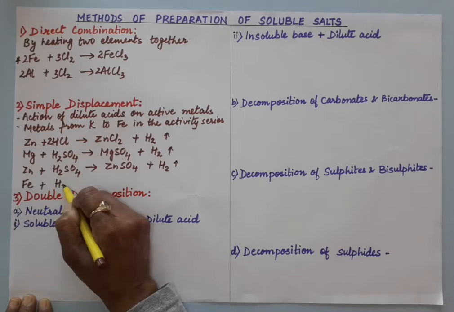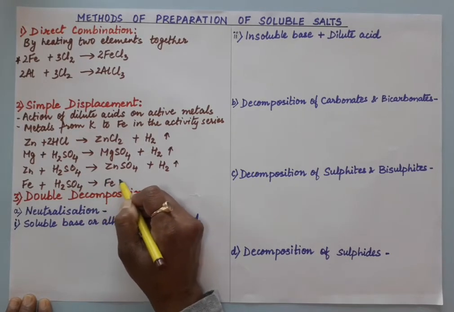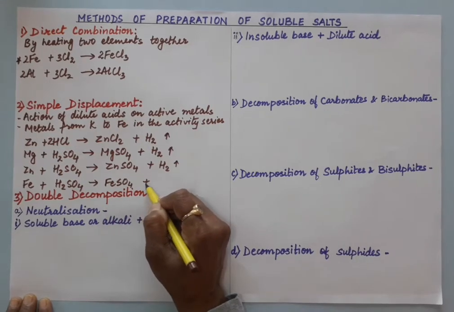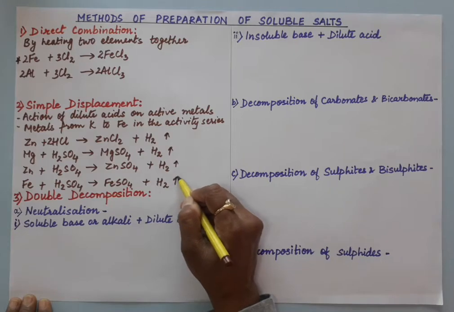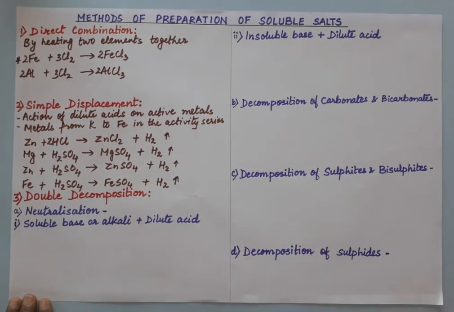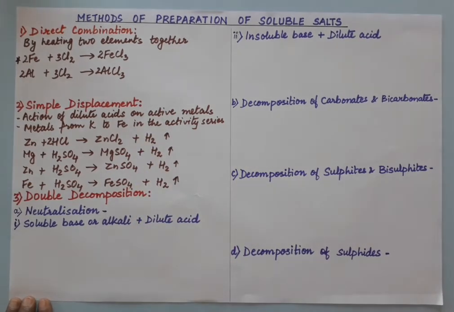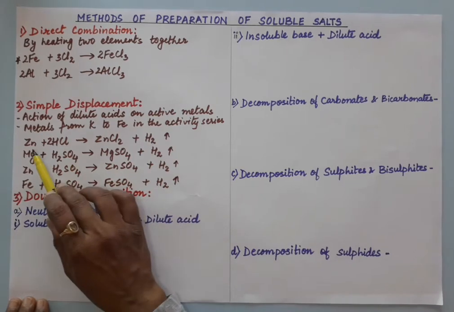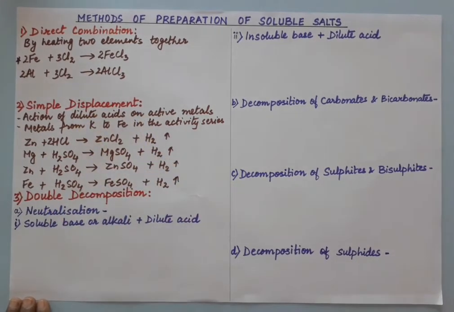Okay, Fe plus H2SO4 or HCl will give you FeSO4 or FeCl2. So Fe plus H2SO4 gives ferrous sulfate and Fe plus HCl gives ferrous chloride. That reaction is also very important for conversions. If we want to prepare ferrous chloride, only and only by displacement reaction can we prepare it, right? So sulfates and chlorides of magnesium, zinc, iron, aluminium can be prepared by simple displacement.